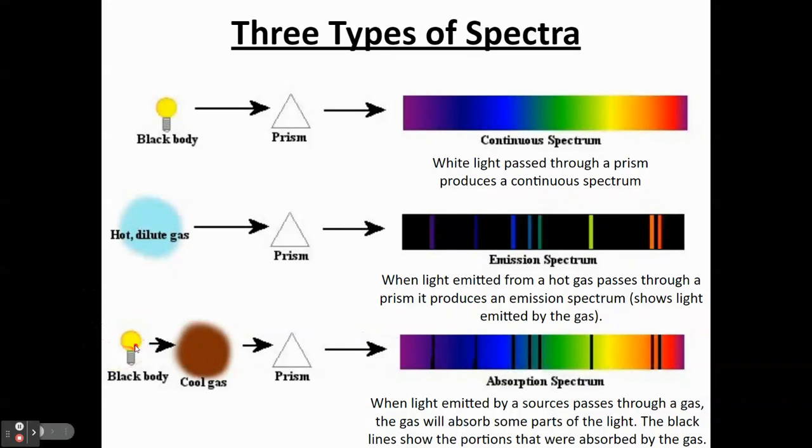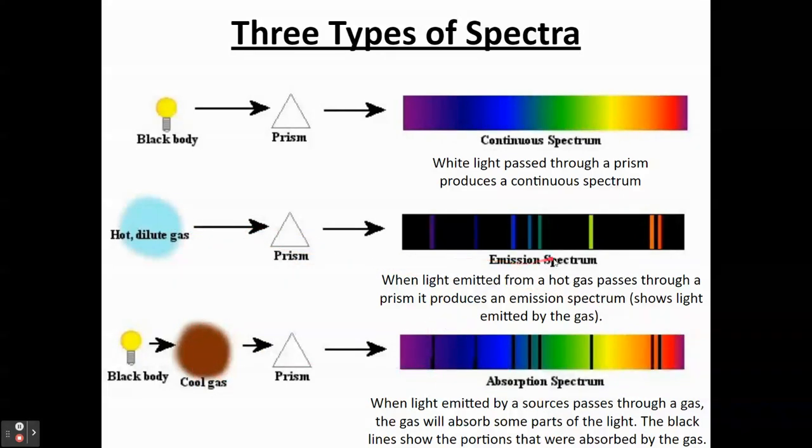So if I take some white light and put it through a substance and then through a prism, I'll get a spectrum, but it won't be a full spectrum because some colors will be missing, and the colors that are missing were absorbed by the substance, in this cool gas, for example. So I know that whatever the substance was in here absorbed these colors of light.